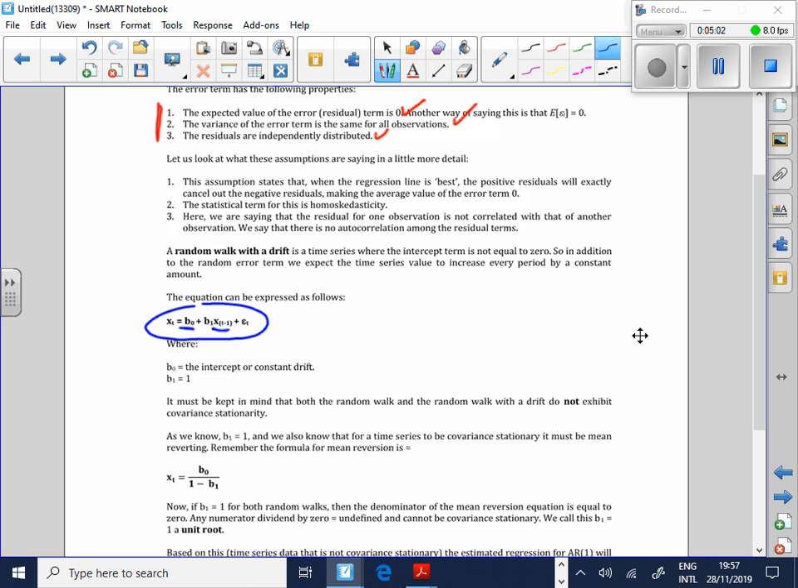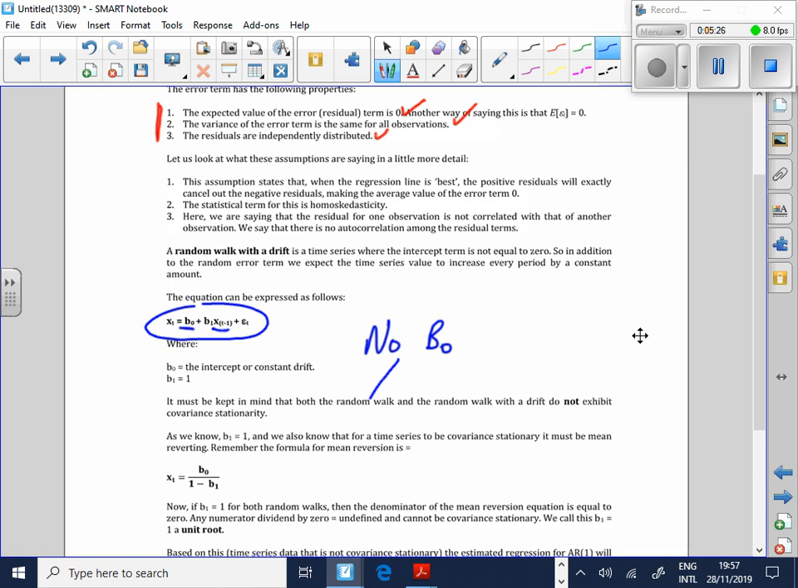Okay, good. Okay, let's go. It must be kept in mind that both the random walk, and we talk about the random walk having no B0, you happy with that? And the random walk with the drift do not exhibit covariance stationarity.